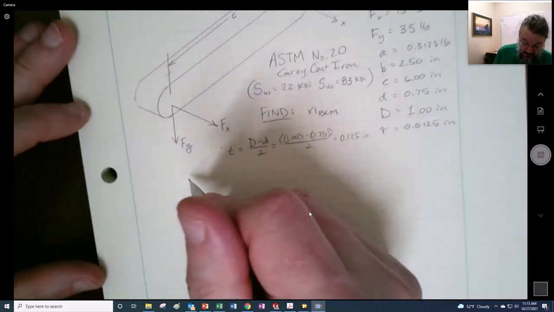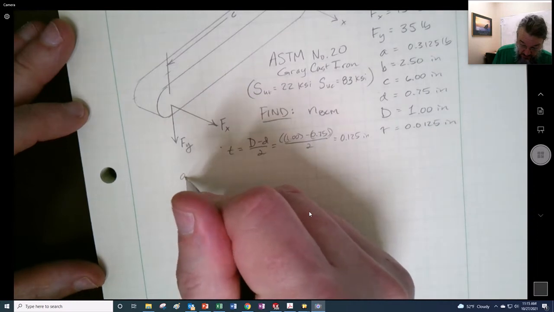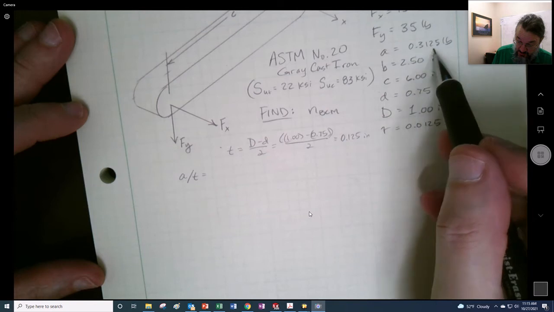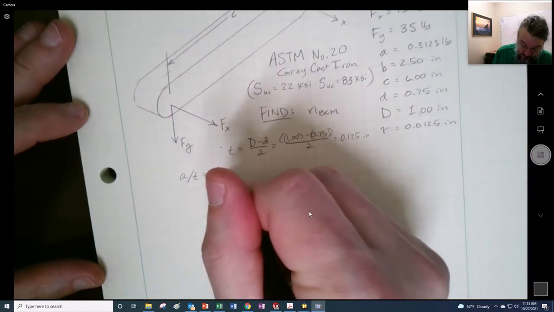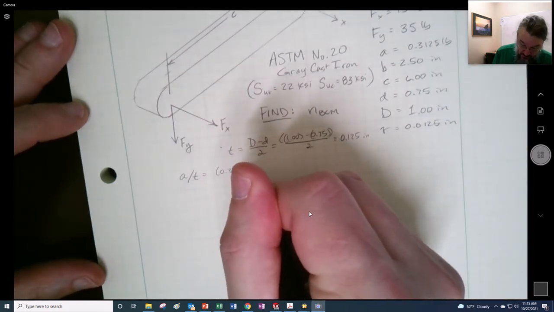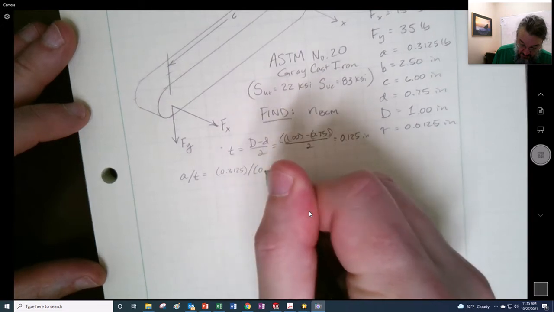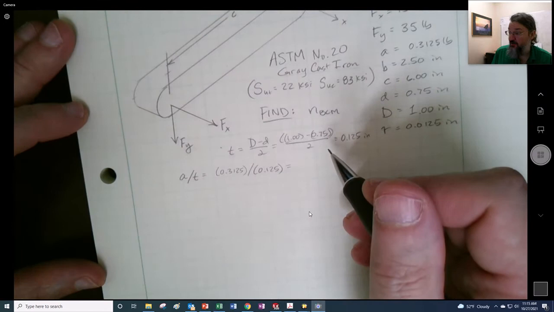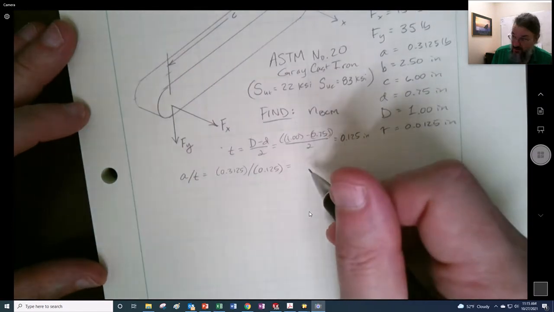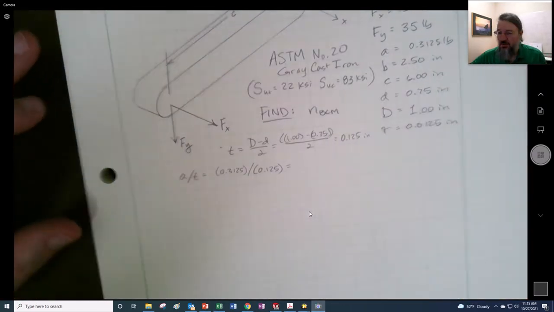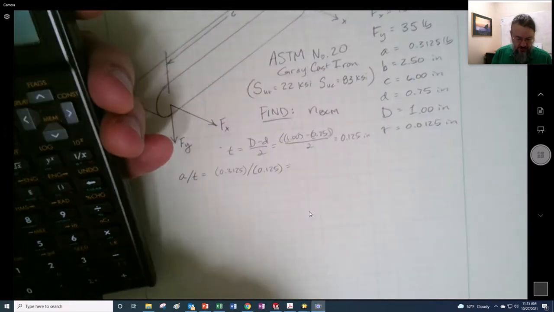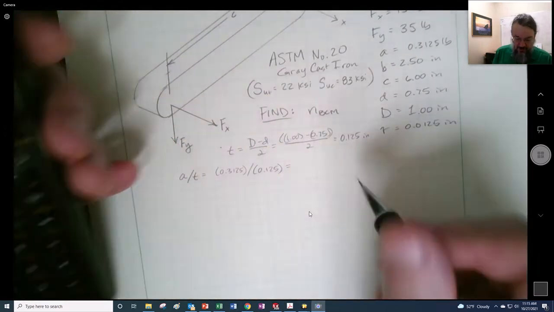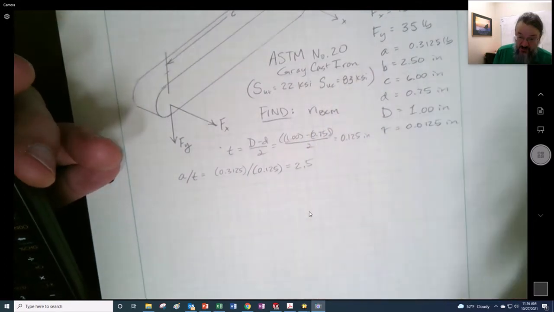Okay, so our A over T. A, we were told, is 0.3125 divided by 0.125. And I believe I'm going to get 2.5 here. Let's see. Yes, I do. Yes, 2.5, which I did on purpose.